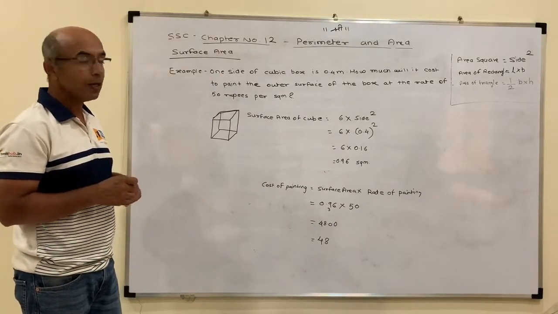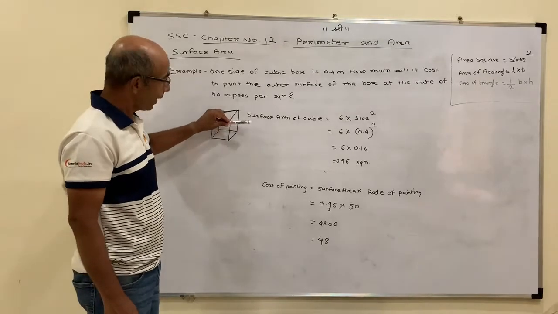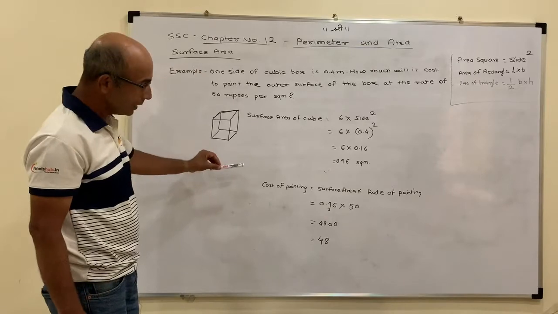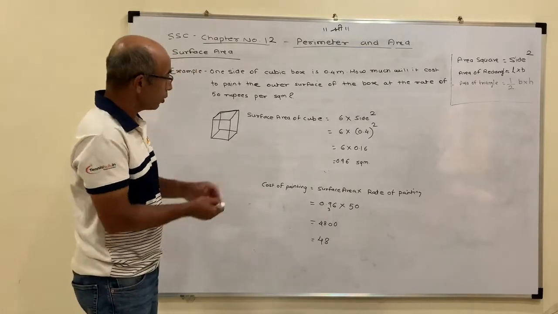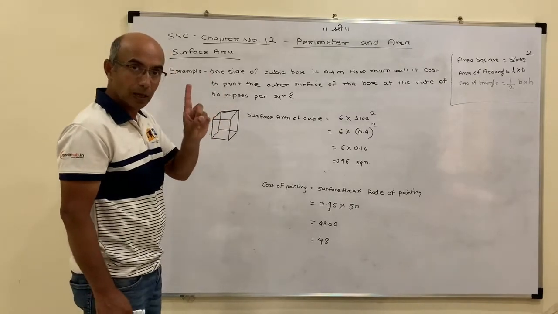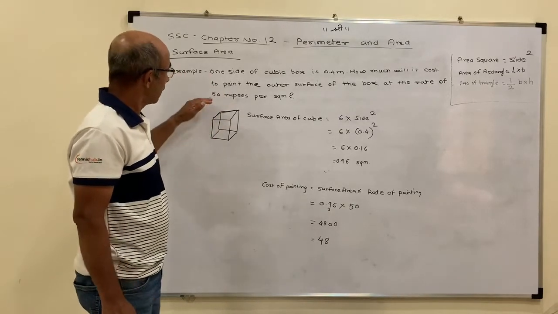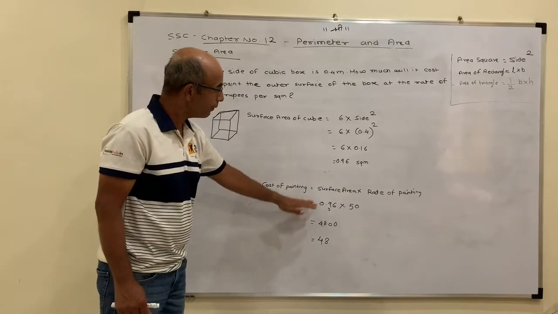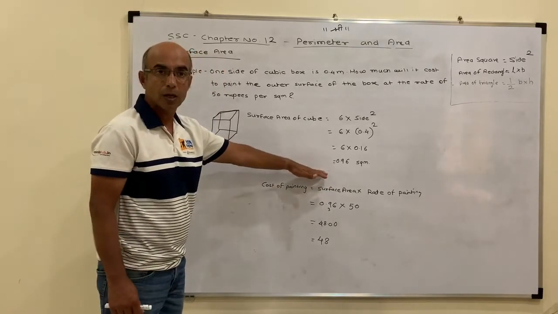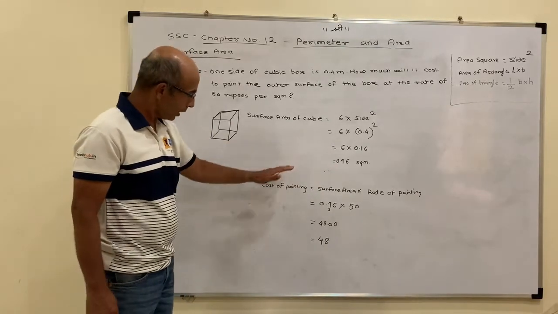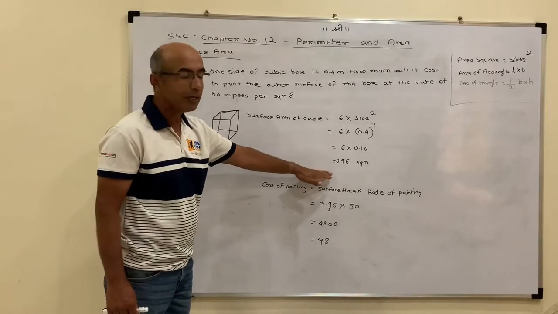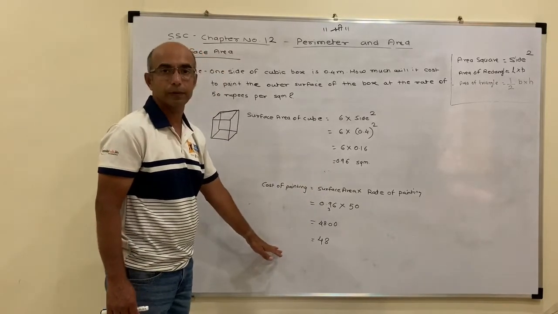So here what we did, the first stage is to find the surface area of the cube, and the second is to find the cost. The cost given to us is for 1 square meter, a single unit. So we need to find how much it will be for the number of units the surface area of the cube is. So here I have multiplied the rate 50 rupees with the surface area 0.96 square meter.